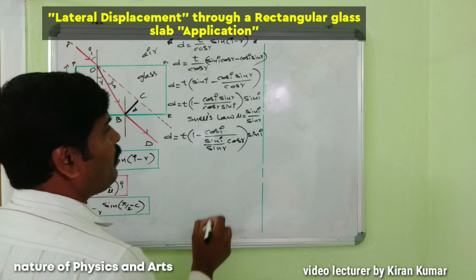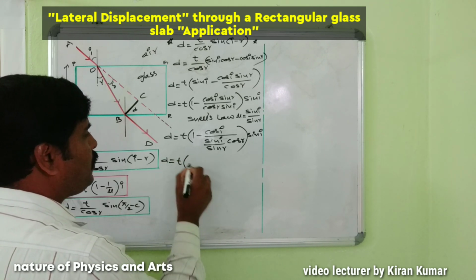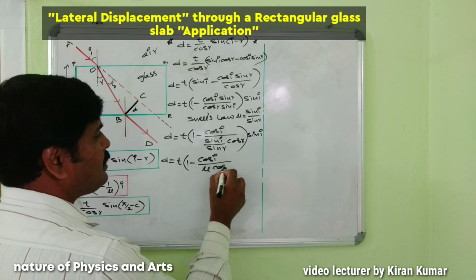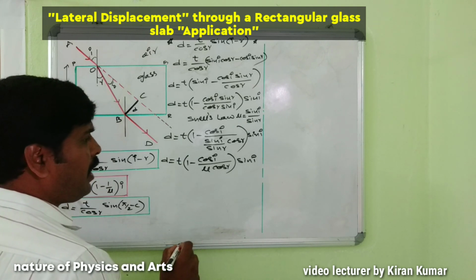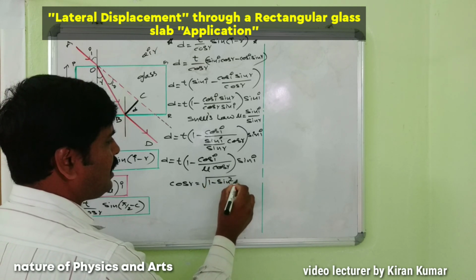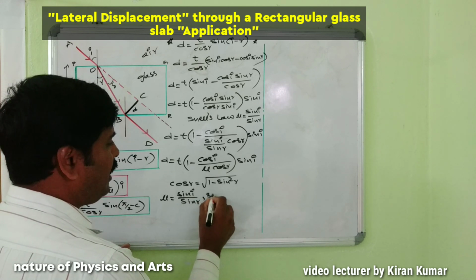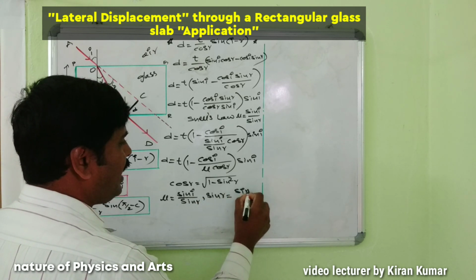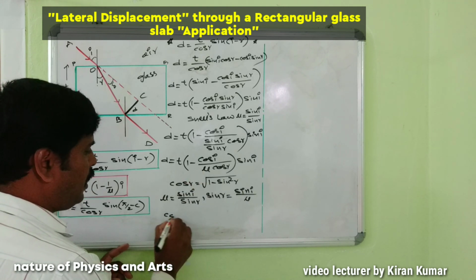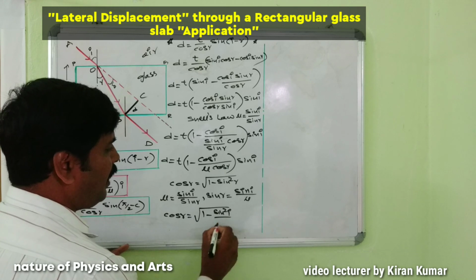Now here mu is equal to sin i by sin r, the value is replaced in d, which is equal to t into 1 minus cos i divided by mu into cos r into sin i. So try to understand here, cos r is equal to root over 1 minus sin square r. Again using Snell's law, mu is equal to sin i by sin r. From this equation sin r is equal to sin i divided by mu. So this value is replaced in the above equation. So cos r is equal to root over 1 minus sin square i divided by mu square.